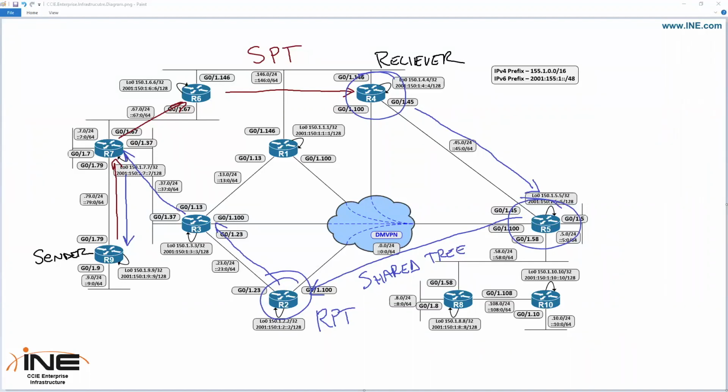You technically don't need PIM on every single loopback interface, but you do need it on the rendezvous point if you're using the loopback as the rendezvous point address. And from any device that you're doing a join or you're doing a ping from, the loopback interfaces you need to enable PIM on. So the simplest solution is that you just enable PIM on every interface, including all of the loopbacks, and then you would never run into a reverse path forwarding check problem.